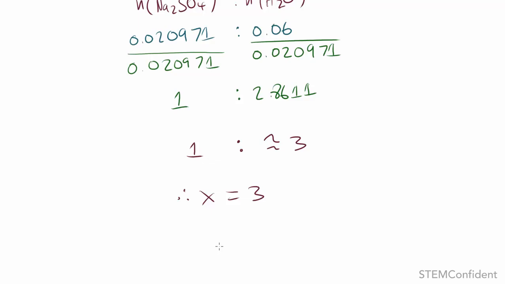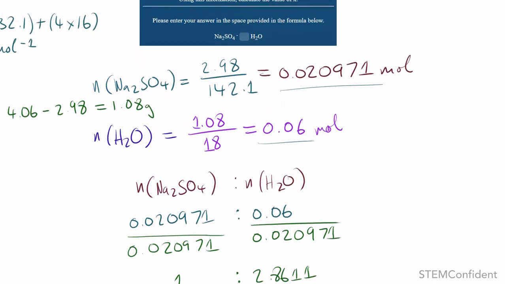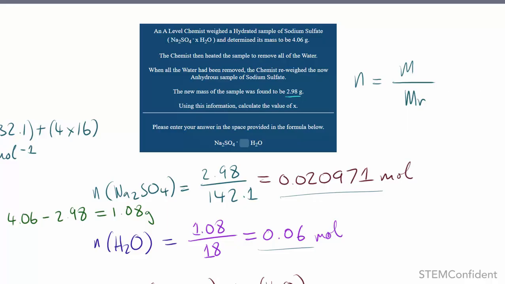Therefore what we have in our formula is Na₂SO₄·3H2O. So up here, the question says please enter your answer in the space provided. We can say the coefficient of H2O is going to be 3. What does that mean? For every 1 mole of Na₂SO₄, our working has led us to the conclusion that you're going to get 3 moles of H2O.